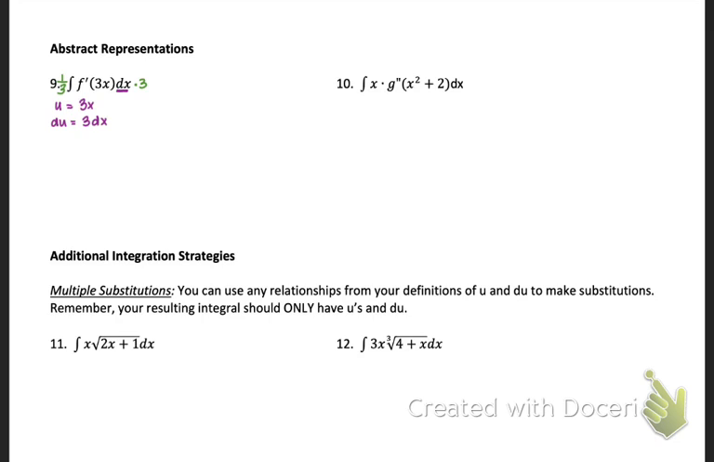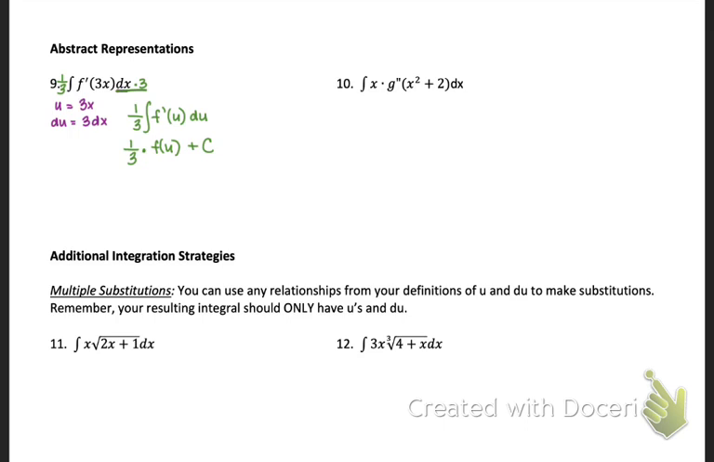So when we apply our U-substitution, then we're going to get 1/3. That's what's left over. F prime of u, because that's what we defined 3x to be. And now this 3 dx is what du is equal to, so I can plug that in. Now I'm going to have 1/3 times f of u plus c. F of u is the antiderivative of f prime of u, okay?